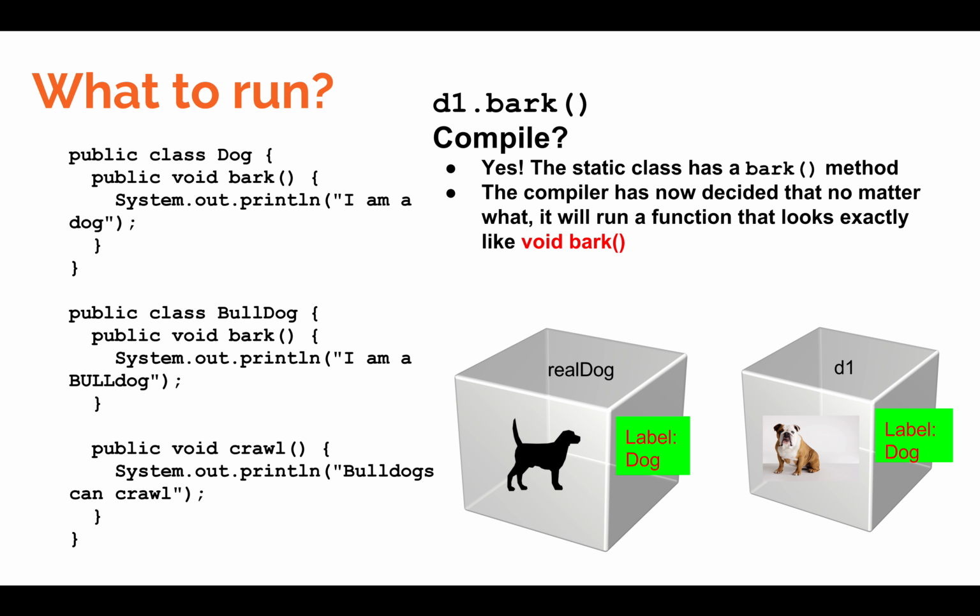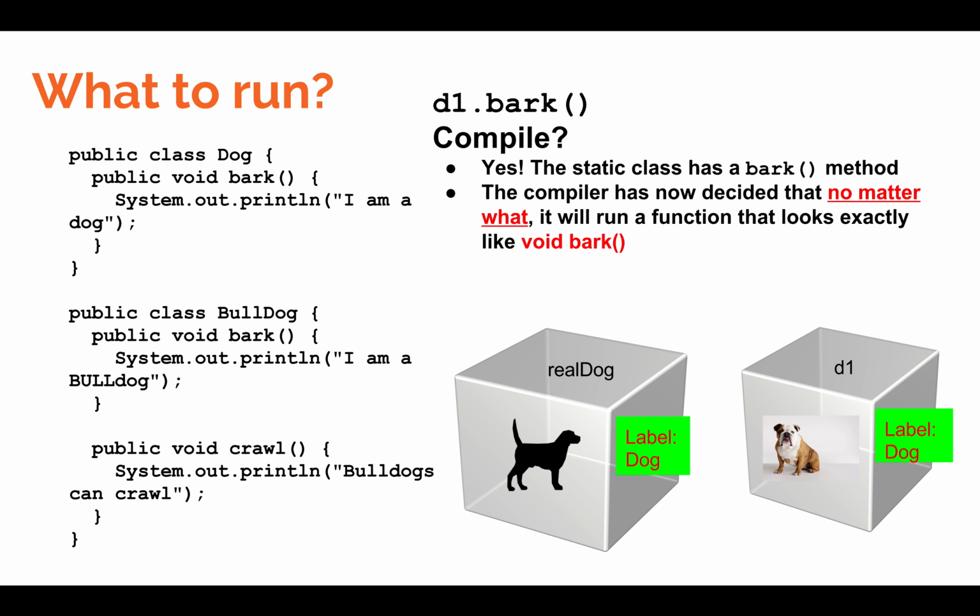Now I'm going to say this out, maybe twice, so that you hear me properly. The compiler has now decided that no matter what, it will run a function that looks exactly like void bark. This is important. I know you're wondering why the no matter what is so important. It's going to matter when I come to functions with arguments. But for now, remember this statement, at least until your midterm, super important. No matter what, the compiler has decided that it will run a function that looks exactly like void bark, with no parameters.